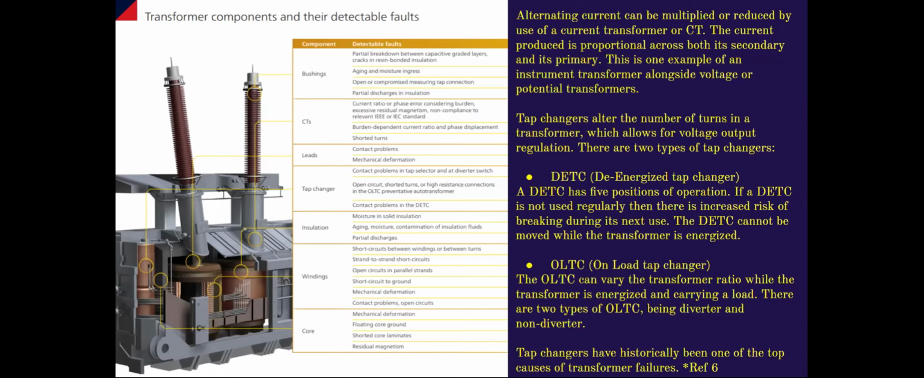And a few things to notate on the side here: the tap changers, the DTC is 5 positions of operation. It's not usually used regularly. But if it's not used regularly, there's an increased risk of breakdown in its next use, and it cannot be moved while the transformer is energized. And then we have the on-load tap changer, which can vary the transformer ratio while the transformer is actually energized. So that's kind of the difference between those two things.